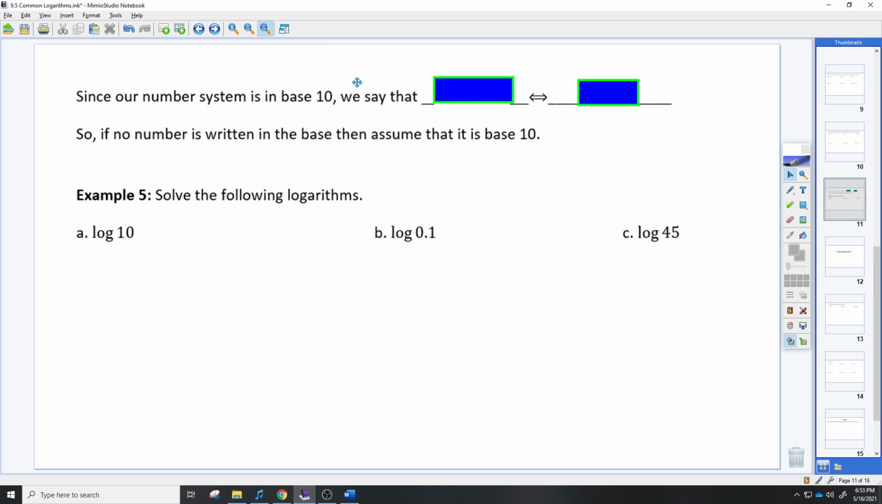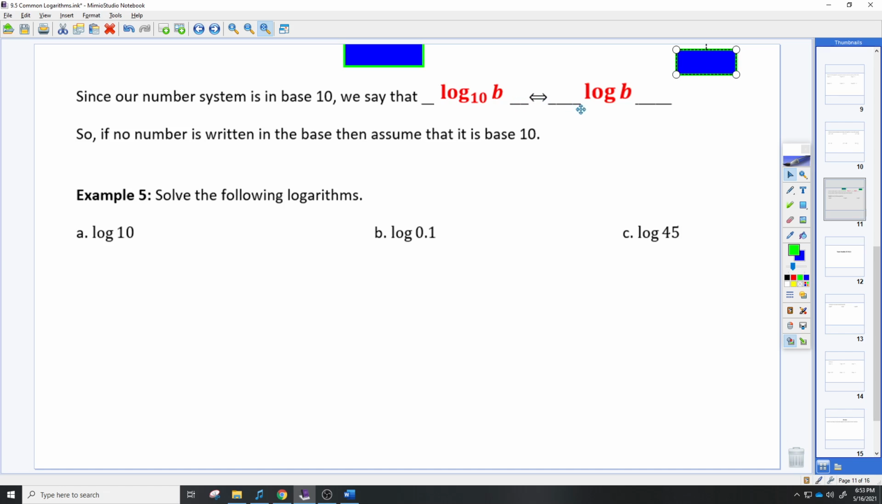In your cell phone and in calculators, they have this here. Since our number system is in base 10, right? We go tens, hundreds, thousands, all the places, our decimal places. If we have log base 10 of some number, so anytime the base is 10, we actually can just write that without having any base at all and just say log b. So these two things mean the same thing.